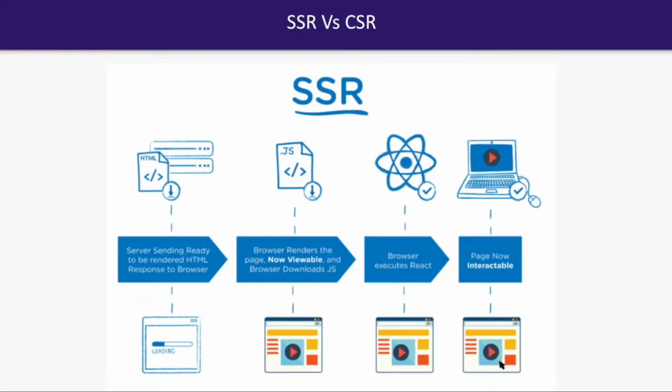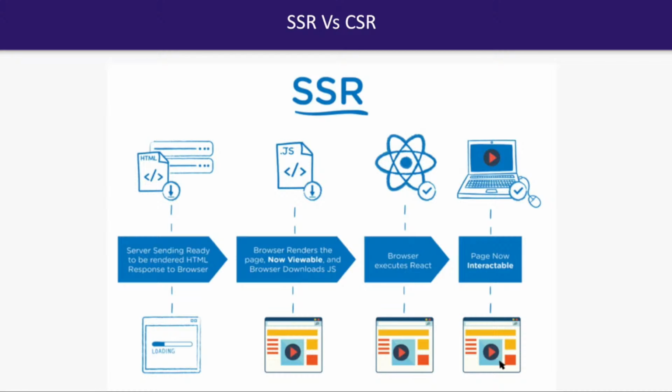So this is server-side rendering. What happens with server-side rendering is the server is sending a ready-to-be-rendered HTML page to the browser. It has all the required things which need to be rendered on the browser, and the browser renders the page directly, and then that page is directly viewable on the UI. JavaScript still needs to be downloaded and executed. So then the browser downloads the JavaScript, and then the browser executes React, and your page is now interactable.